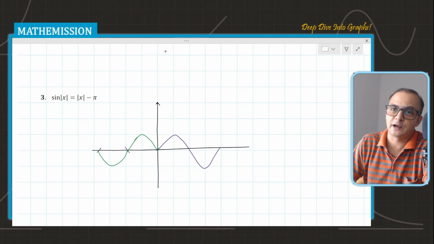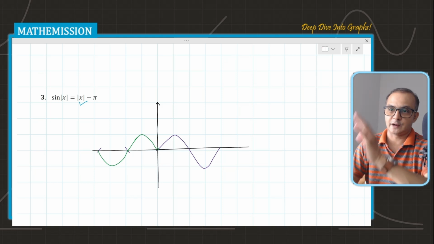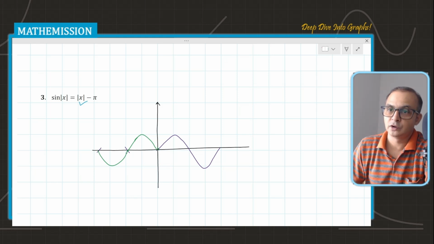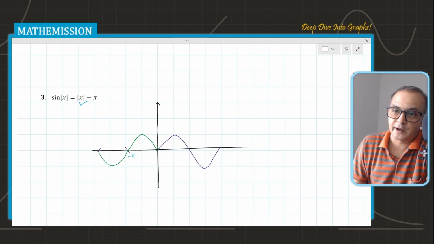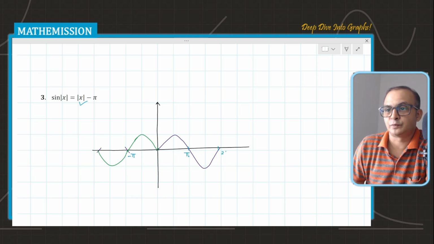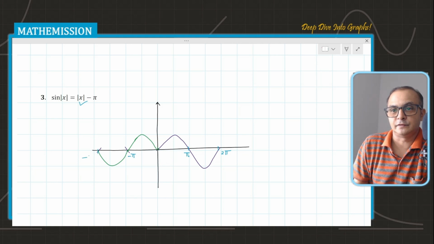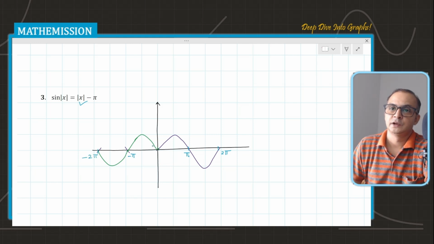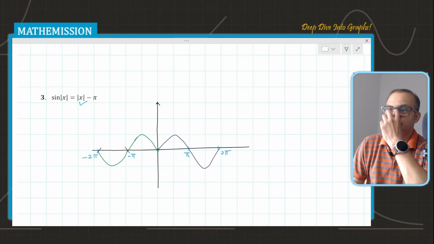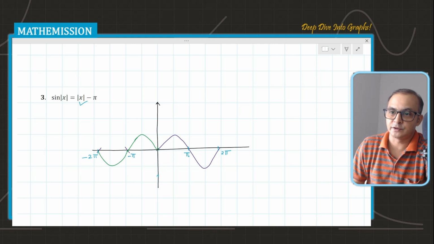Now I have to draw the graph of mod x minus pi. So how do we draw the mod x minus pi? So graph of mod x shifted pi unit below. This value was already pi. This value was already pi. This value was 2 pi. This value was negative 2 pi, and so on. So mod x minus pi, so mod x will be there and it will shift pi unit below.